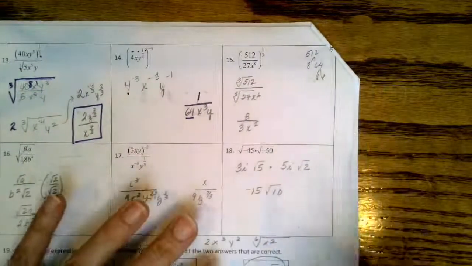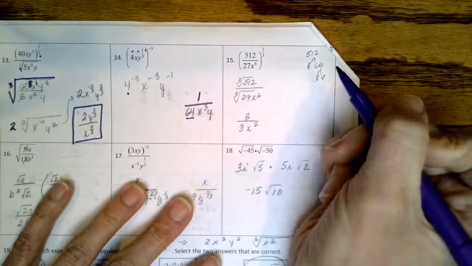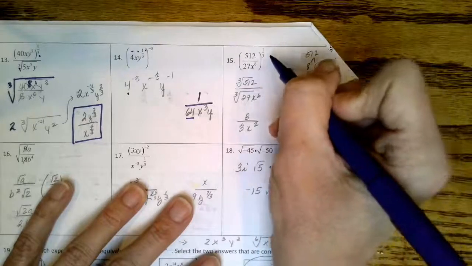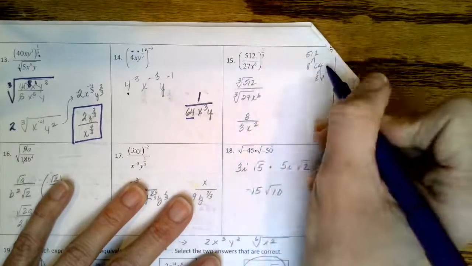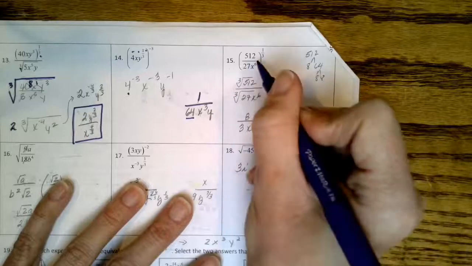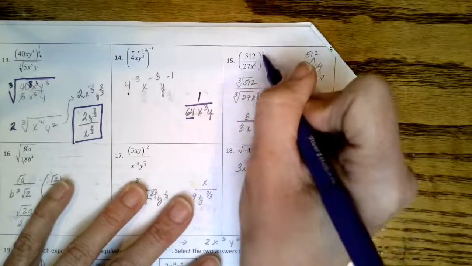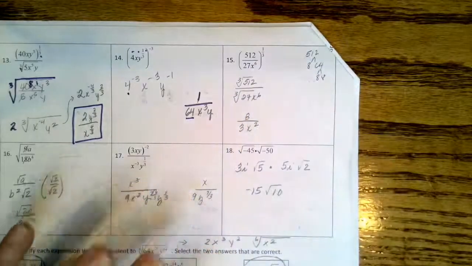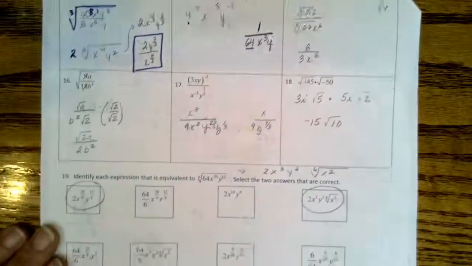All right, number 15, I went ahead and I took the cube root of 5/12, which turns out to be 8, cube root of 27, which is 3, and the cube root of x to the 6th, which is x squared. That one's kind of quick and easy.